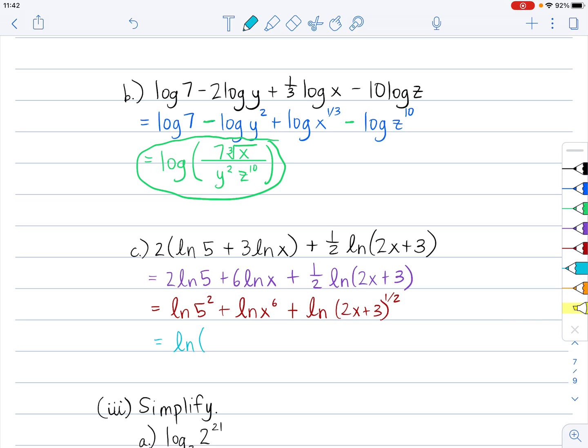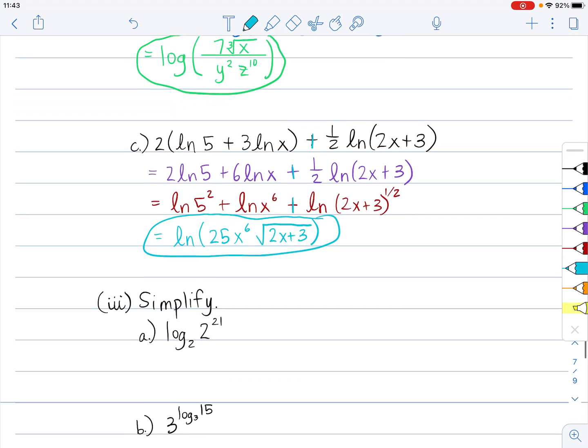Or we're going to make our 5 squared into a 25. Then we have our x to the 6th. And then we have our square root of 2x plus 3. And this is our final answer this time. Again, there will not always be a denominator. If they are all positive, like I changed this guy to be, then no division bar needed.